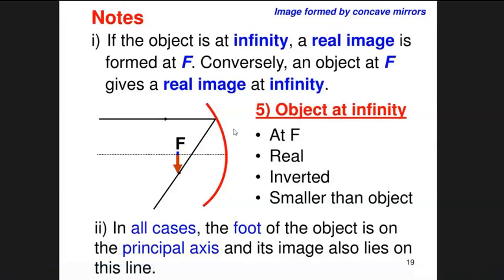The second incident ray is never parallel to the principal axis, but after reflection becomes parallel. The third special ray is never parallel to the principal axis but passes through the center of curvature, and after reflection again it will pass through the center of curvature.